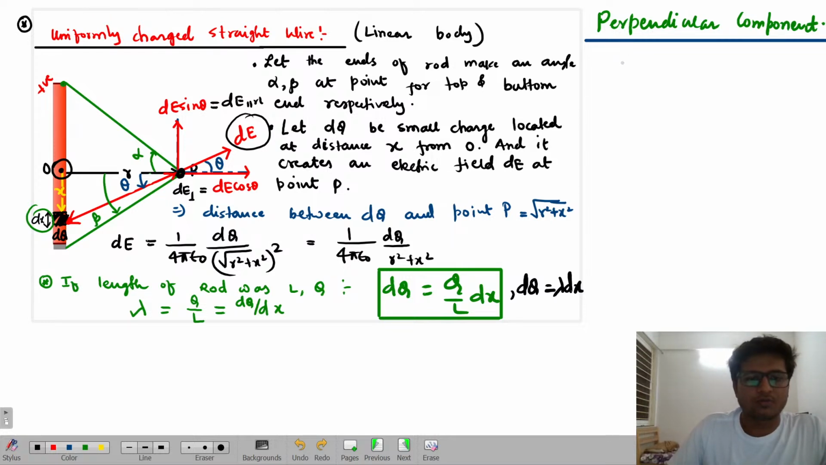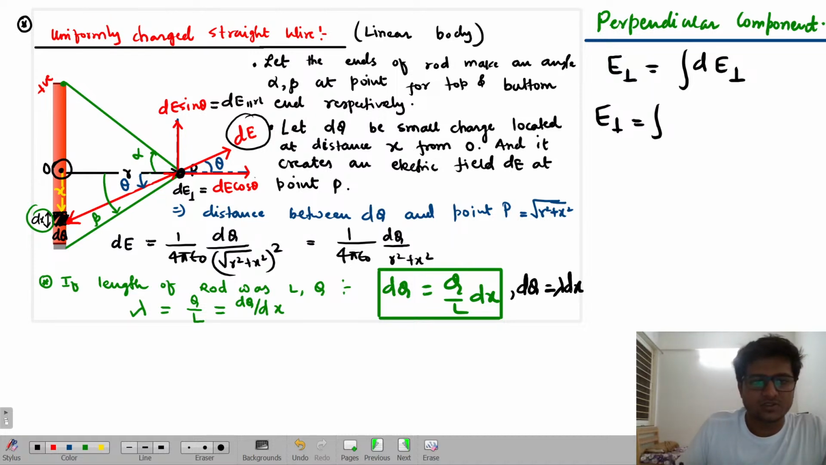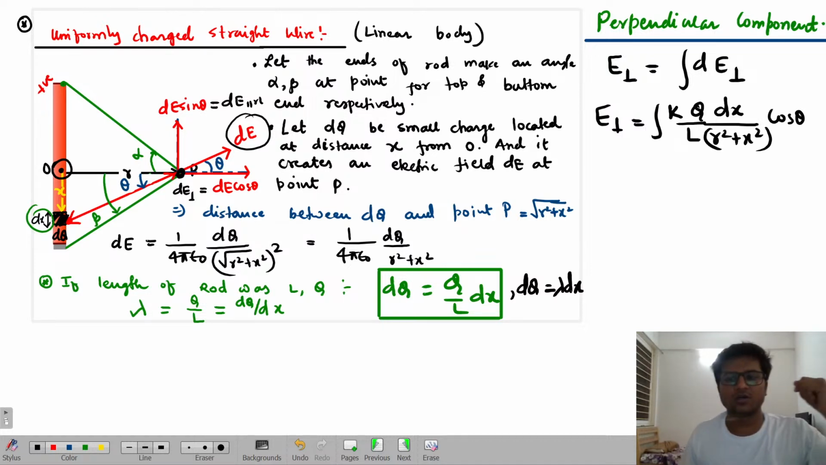Look carefully, what will the perpendicular component be? E perpendicular we have to find, so that will be equal to the integral of all those small perpendicular components. So dE perpendicular is, what will dE perpendicular be? Simple, the value of dE in the perpendicular direction, which is dE cos theta. So I will get over here 1 by 4 pi epsilon naught, I'll write it as k, into dq. dq is written as Q by L into dx by r square plus x square and into cos theta. This will be my whole term, isn't it?